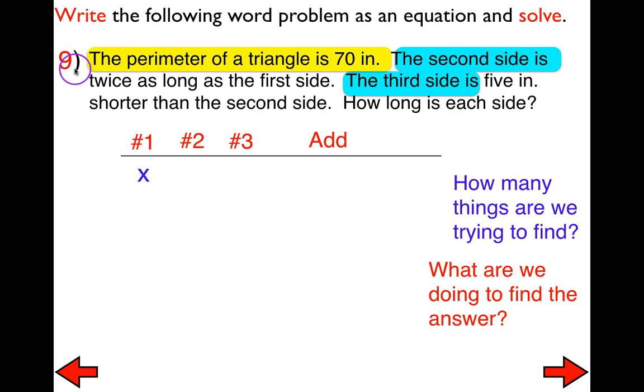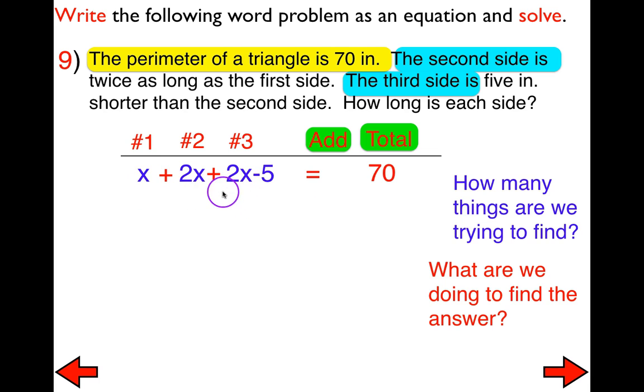The second side is twice as long as the first, so I'm going to times 2 to the first side, which is x, so I'm just going to have 2x. The third side is 5 inches shorter, so I'm going to subtract 5. But from what? Well, it's shorter than the second side, so I'm going to subtract 5 from 2x. So I'm going to put 2x minus 5. Again, since it's perimeter, I'm going to add these three numbers together to equal 70.